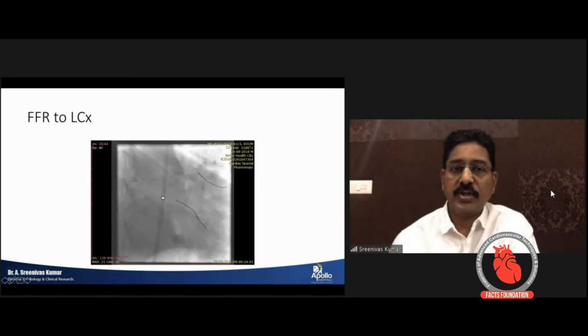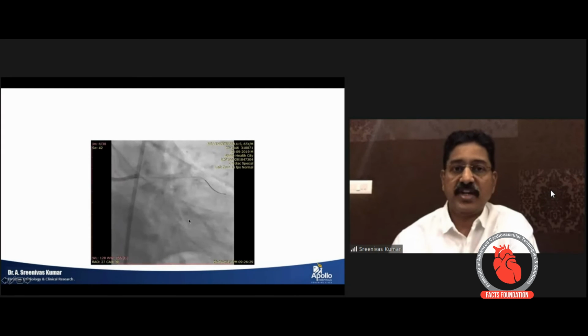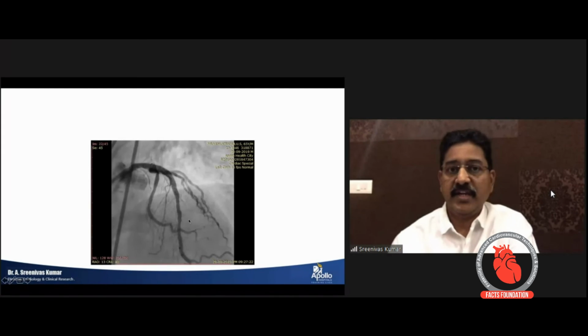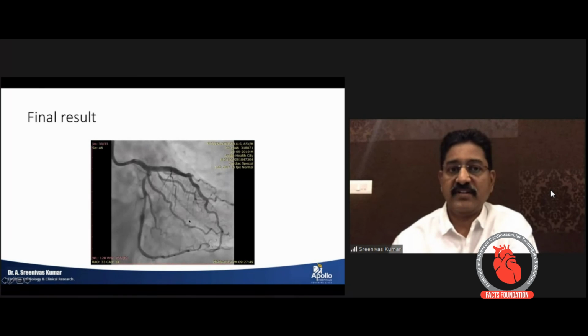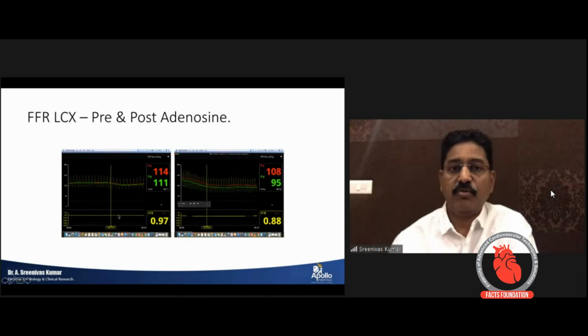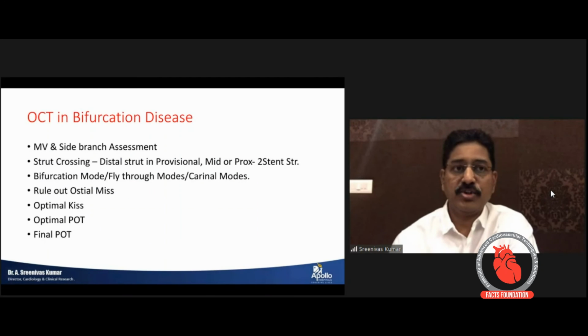And then we also wanted to confirm ourselves with FFR to LCX. This is the final appearance. LAD was good, LCX flow was also good. This is the final result. Then we did OCT and then FFR later. FFR came negative in the LCX. That's how it was appreciated well, and the patient came for follow-up also and is doing all right.